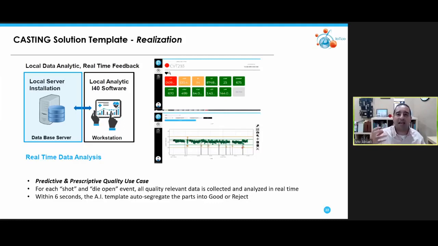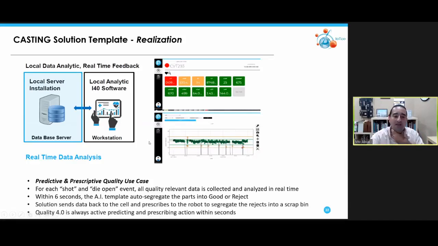Within 10 seconds, a new part is casted. So within less than 10 seconds, you need to make a decision and correlate the 50 process parameters to whether this is predicted to be a good or a bad or a suspect part. Green, yellow, red, as you see here on the sample HMI, right? So it's important, when building a quality 4.0 type of solution, to understand that this is not about the machine anymore. It's about predicting part defect issues and prescribing a decision, right?